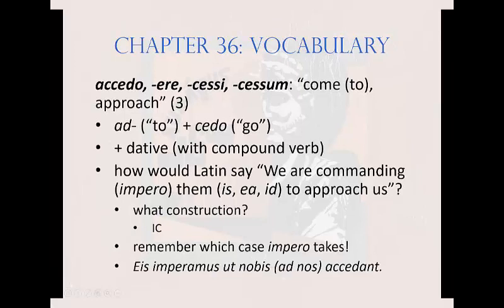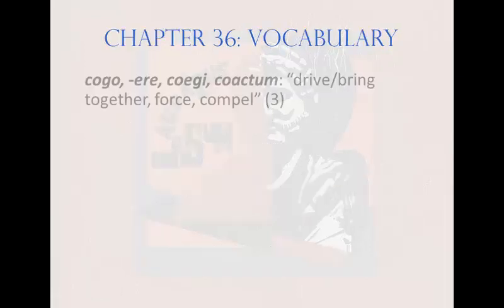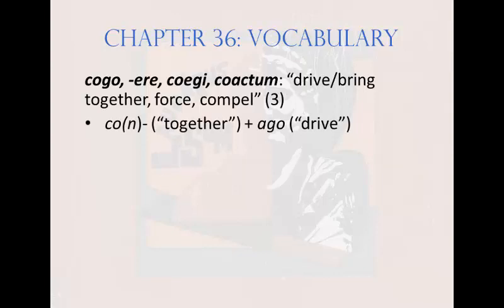Eis imperamus ut nobis, dative with a compound verb, or you can repeat the ad and say ad nos accedant. Next is another third conjugation verb, cogo, cogere, coegi, coactum, meaning drive together, bring together, force, or compel. A compound of con, here co, together, and ago, drive. And note the perfect forms of the compound, coegi, coactum, follow the pattern of its base verb, ago, agere, egi, actum.